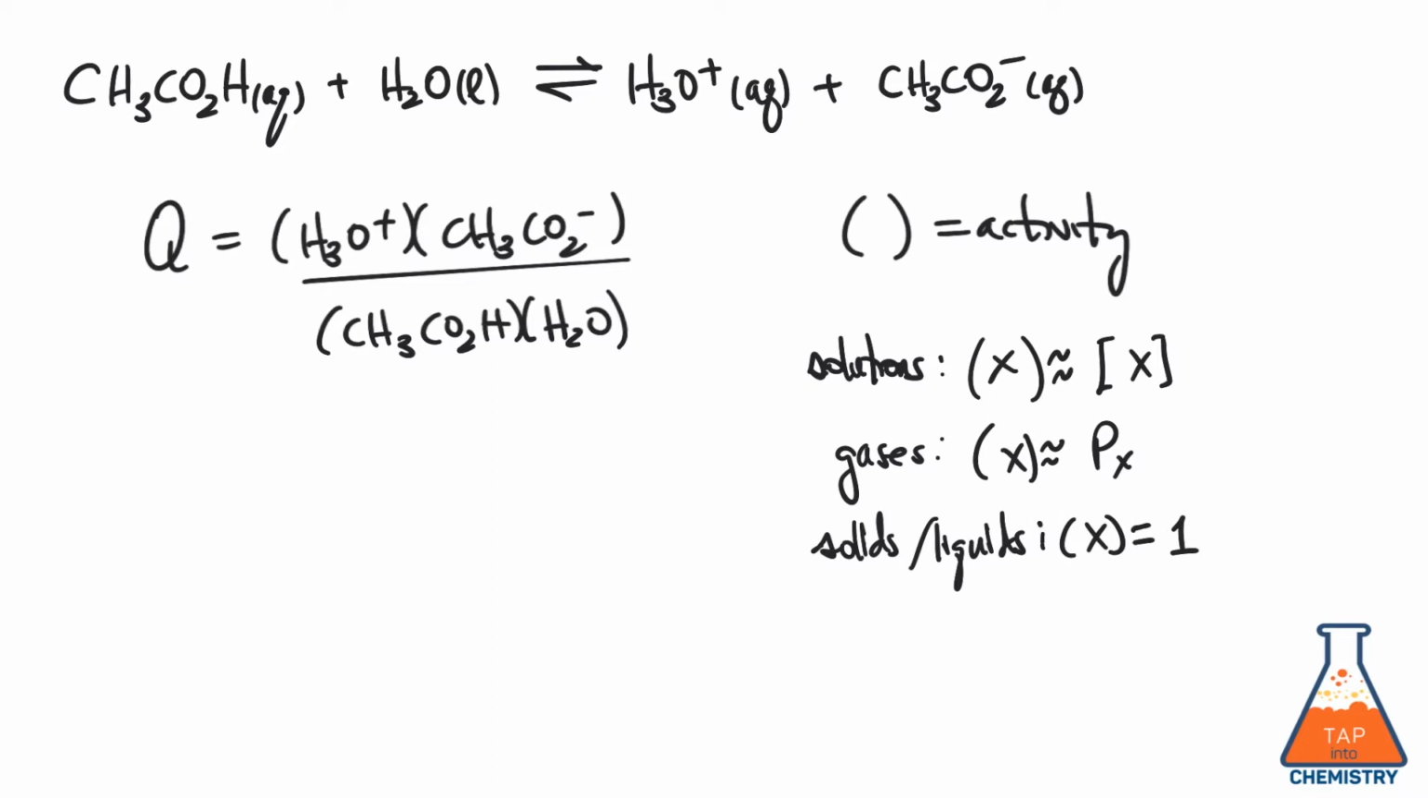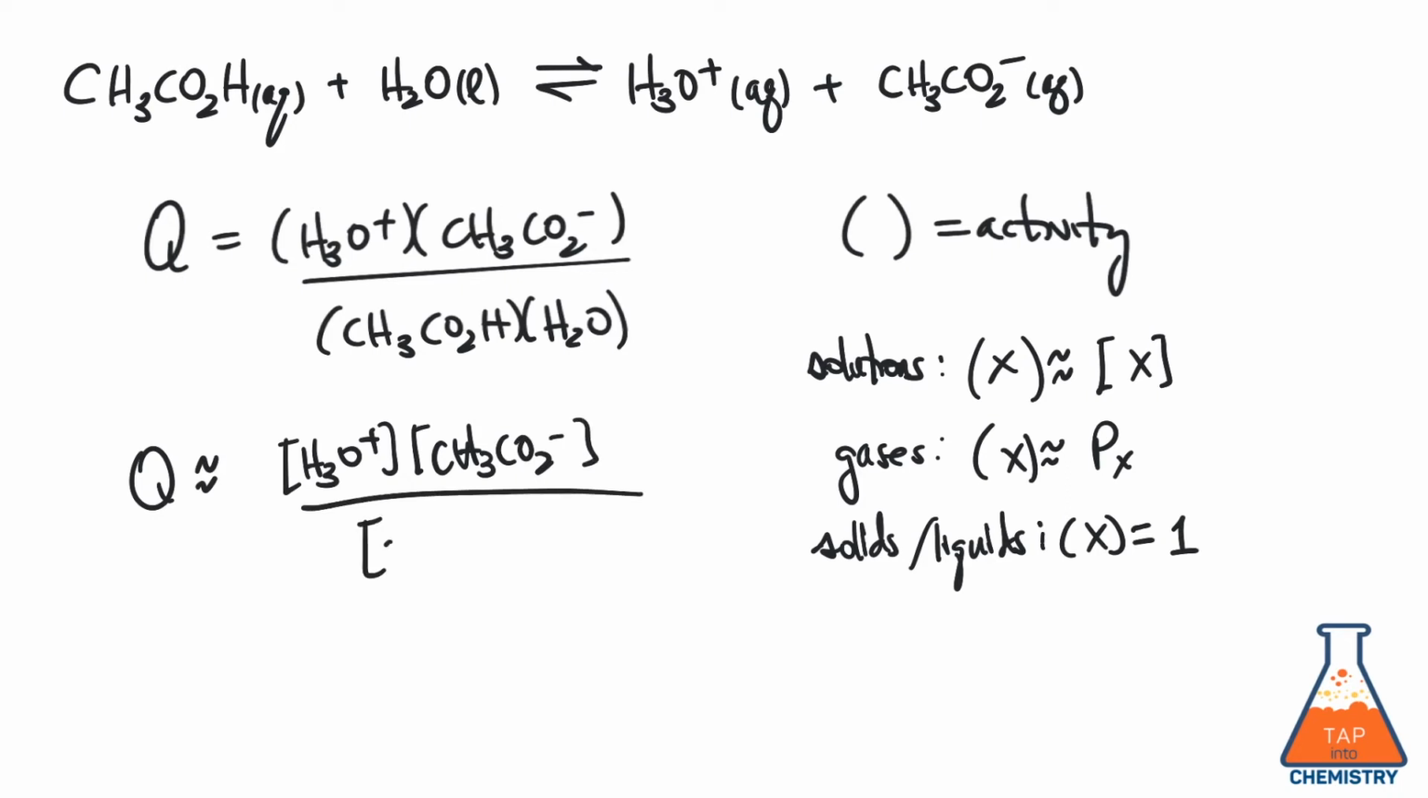Depending on the state of the species, the activity can be approximated for solutions as the molar concentration of that solution, for gases as the pressure of the gas, and for solids and liquids as 1. So we can rewrite the expression Q and approximate it as the molar concentration of hydronium ion times the molar concentration of acetate ion divided by the molar concentration of acetic acid times 1, which is the activity of the pure liquid.